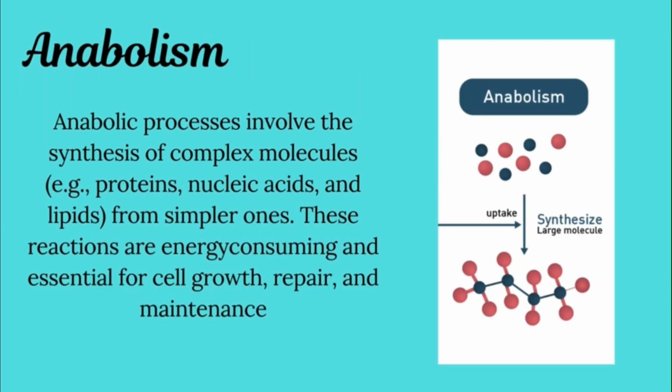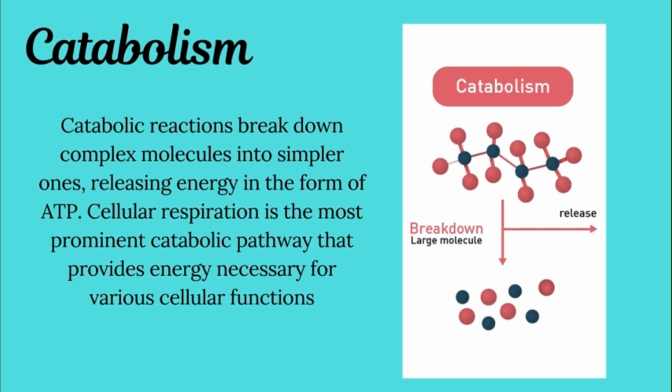Anabolism. Anabolic processes involve the synthesis of complex molecules, e.g., proteins, nucleic acids, and lipids from simpler ones. These reactions are energy-consuming and essential for cell growth, repair, and maintenance. Catabolism. Catabolic reactions break down complex molecules into simpler ones, releasing energy in the form of ATP. Cellular respiration is the most prominent catabolic pathway that provides energy necessary for various cellular functions.